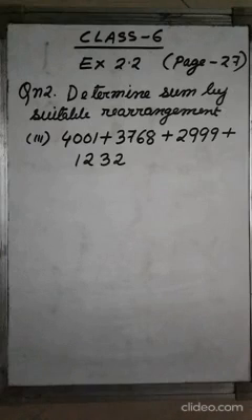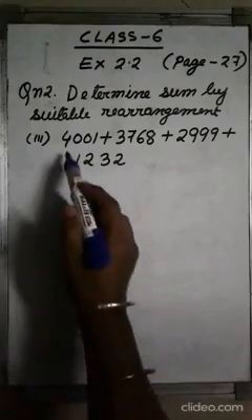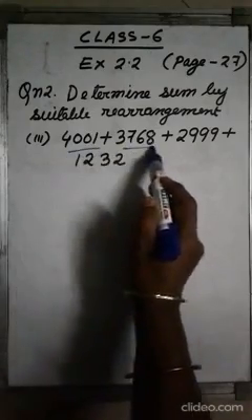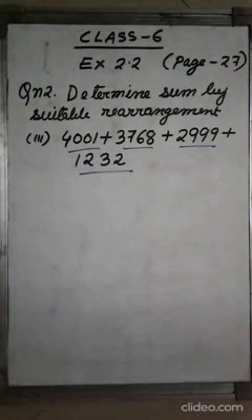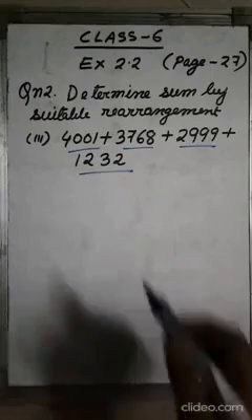4001 plus 3768 plus 2999 plus 1232. So you have to add these numbers with some rearrangement. For that, what you have to check? You check the last digit of the number.